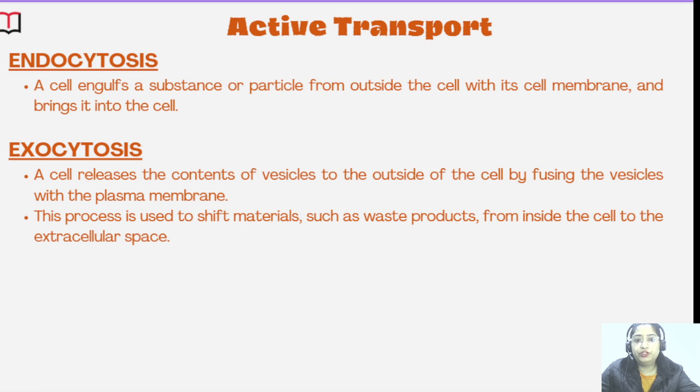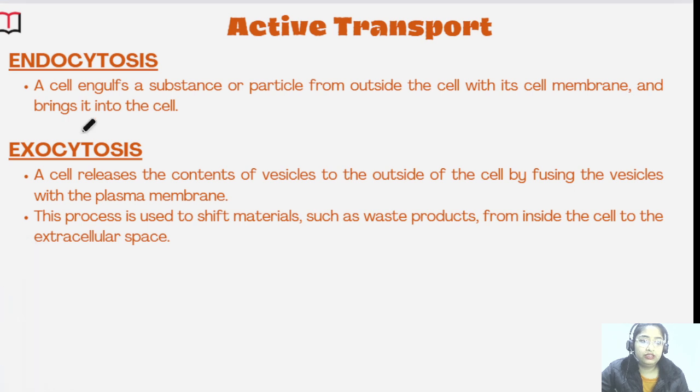Now let's move on to the next topic, that is active transport. In active transport, energy is required. Why? Because the molecules are moving from lower to higher concentration, so we can call it moving against the concentration gradient. Here comes the first, that is endocytosis. What is endocytosis? Let's see this.